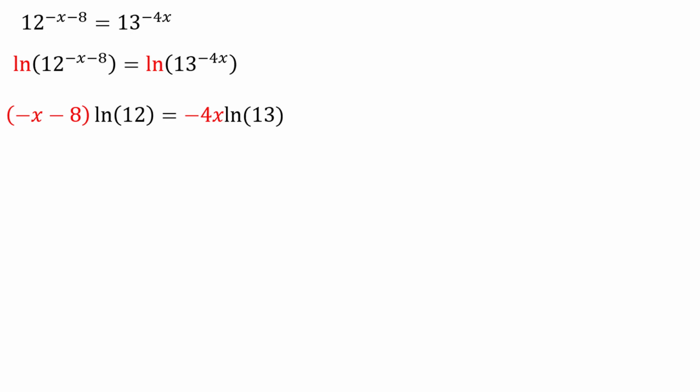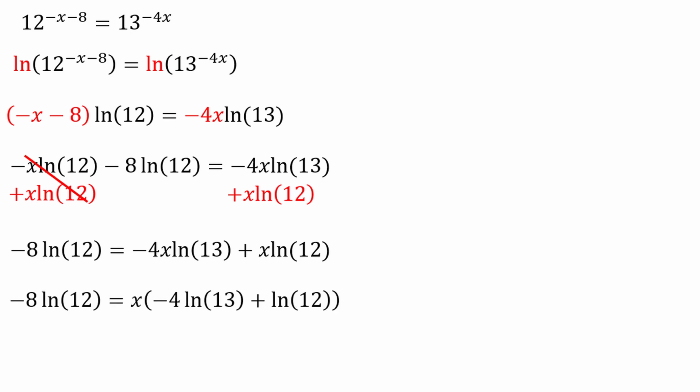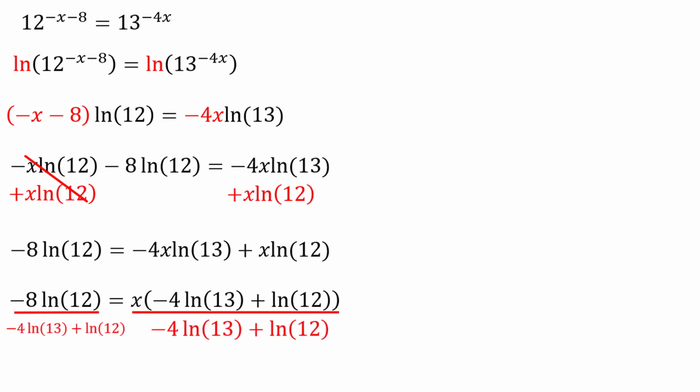Distributing the left side, we have negative x natural log of 12 minus 8 natural log of 12 is equal to negative 4x natural log of 13. Let's get the x term on the same side of the equation by adding x natural log 12 to both sides. We have negative 8 natural log 12 is equal to negative 4x natural log 13 plus x natural log 12. Let's factor out an x from the right-hand side. We have negative 8 natural log 12 is equal to x times negative 4 natural log 13 plus natural log 12. Let's divide the whole right-hand side by what is in parentheses.